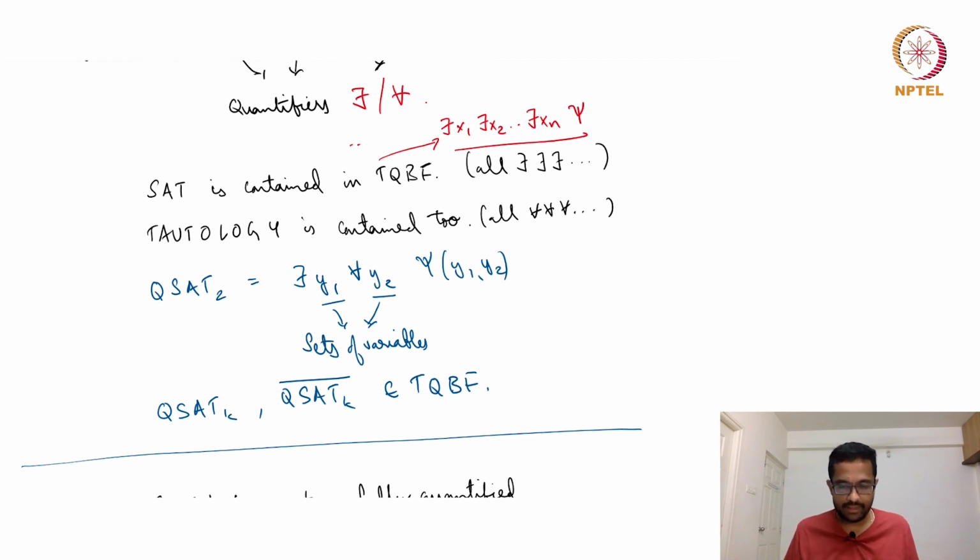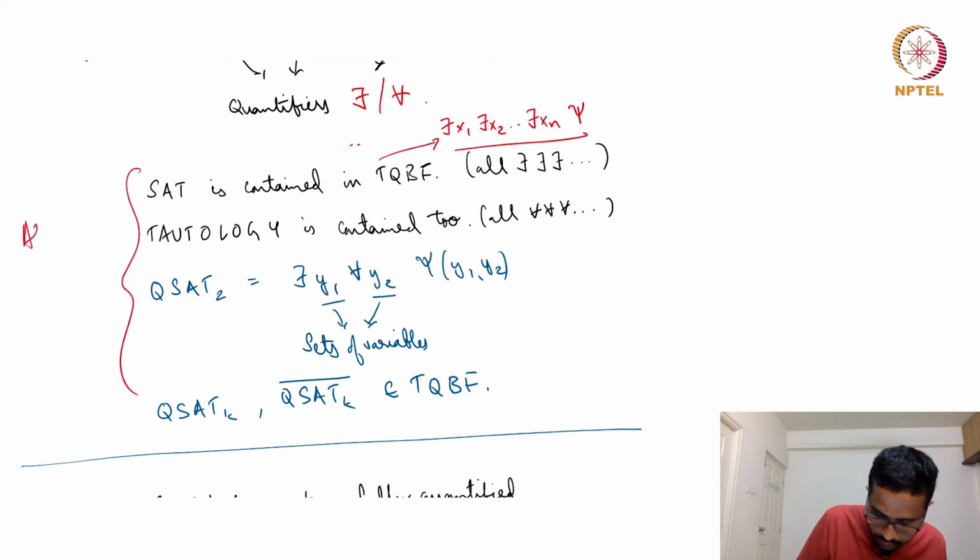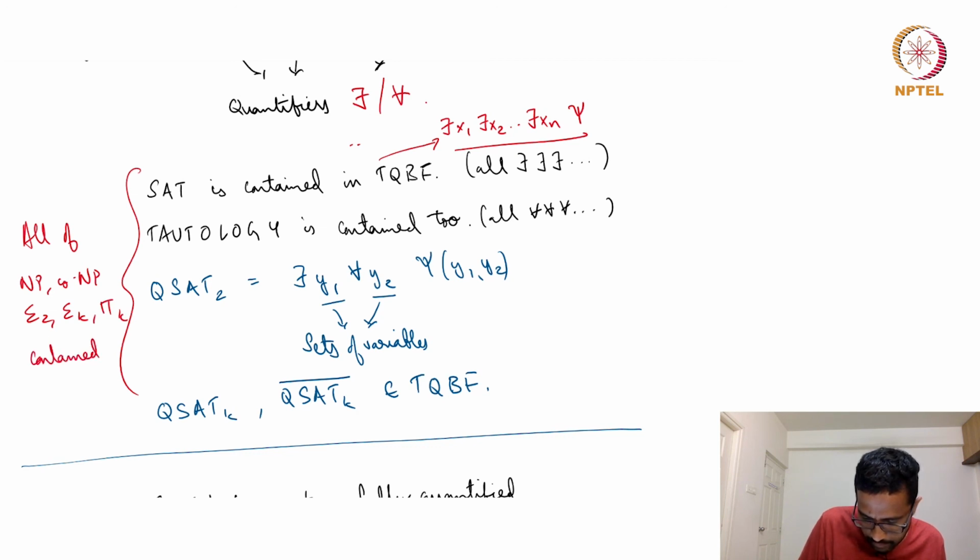This is what it means, right? So think about this particular fact. All of NP, co-NP, sigma 2, sigma k, pi k are all contained in PSPACE.